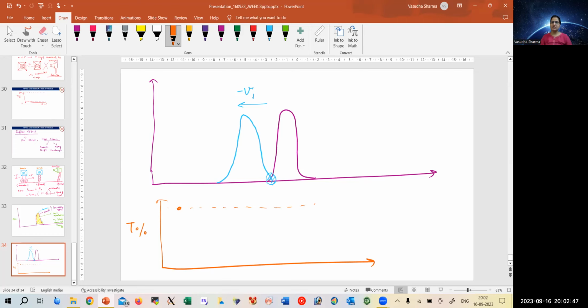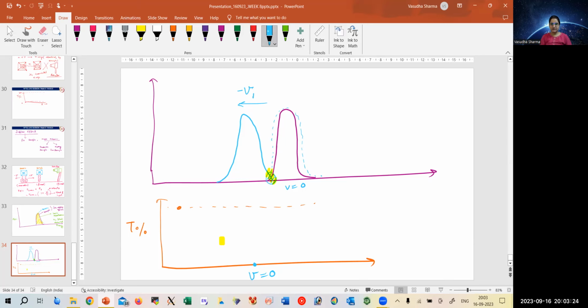Okay, so earlier case, I will draw it with this particular dash line. This dash line was V equals to 0. In this V equals to 0, my transmittance was 0 because absorbance was maximum here. Now at V equals to minus 1, there is some portion which is overlapped. Therefore, I am putting my V equals to minus V1. That means it is going towards the left direction.